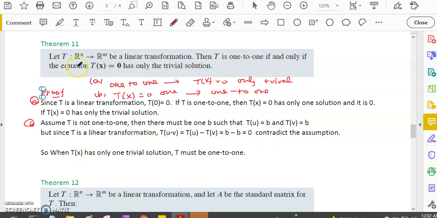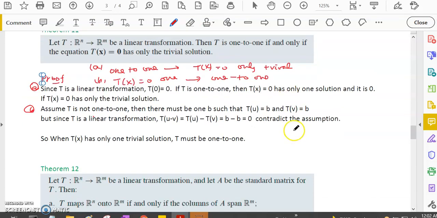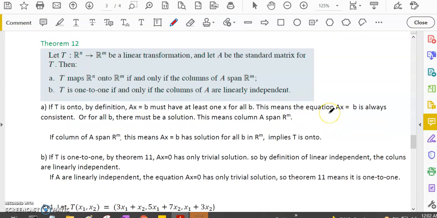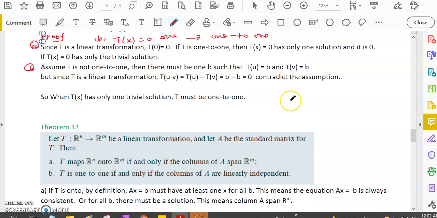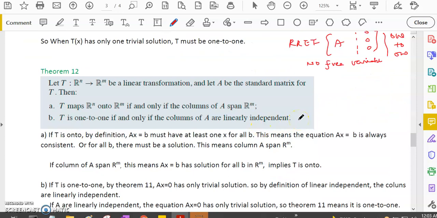So this is very important. If you want to prove one-to-one, you just have to check that T of x equal to 0 has only the trivial solution, which means looking at whether there is any free column when solving A augmented with 0. So basically you just need to check the RREF of A and 0, and make sure there is no free variable, only one solution. If this works, then it is one-to-one. So that's theorem 11.